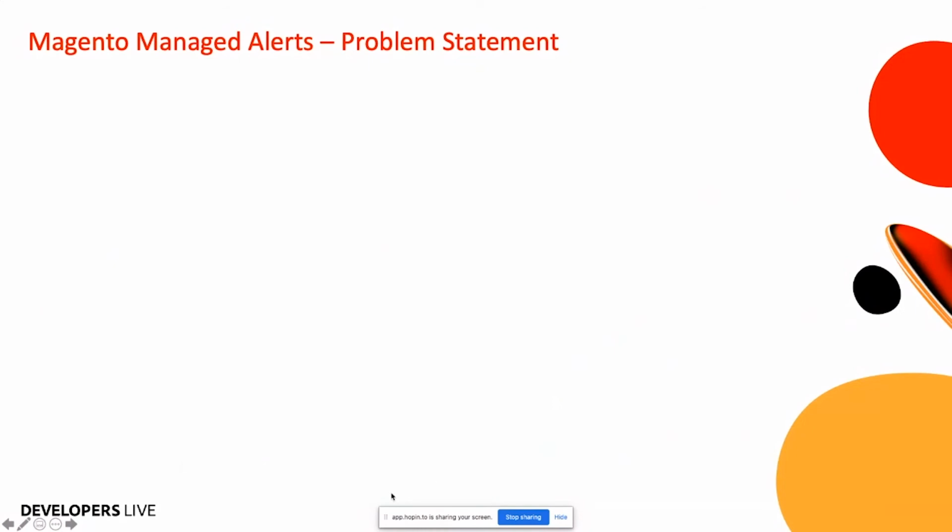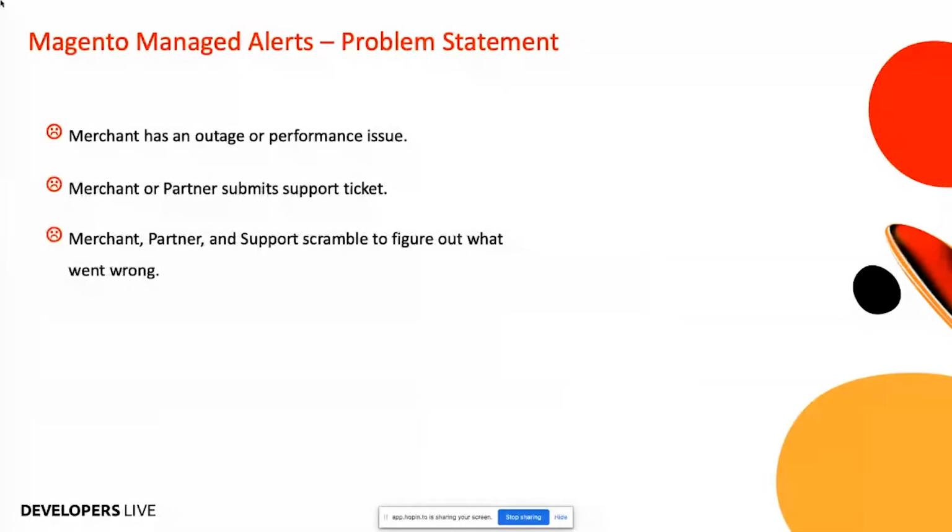So with Magento Managed Alerts, here are some of the problems we noticed. A merchant has an outage or a performance issue. They submit a support ticket. The merchant, partner, and support all scramble together to figure out what happened. And then the site is down or slow for a while.